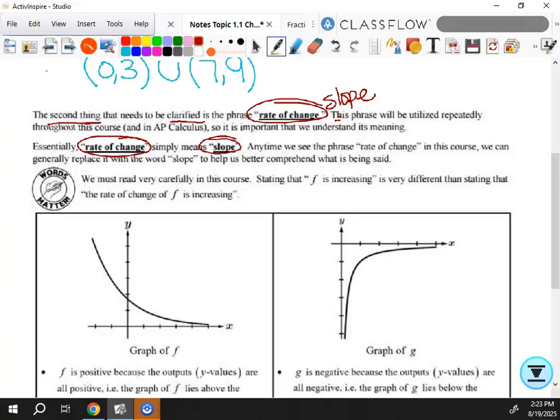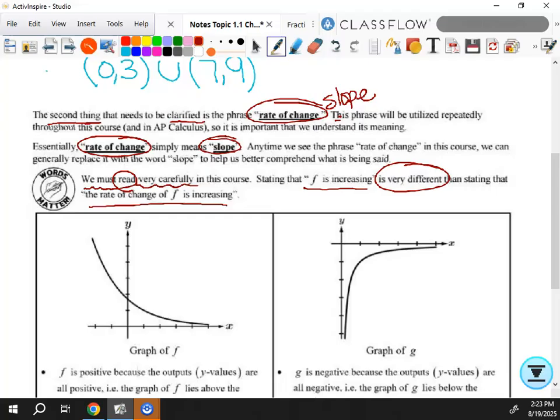And unfortunately, rate of change is one of those things we're not allowed to abbreviate, which you can in calculus, you can't in pre-cal. Again, I don't make the rules. I just want you to get the points. So we have to write it out, but it won't kill you, I promise. Haven't lost a single student to that. This is important for y'all because I know a lot of y'all don't read your directions very carefully, but you must read very carefully in this course, because stating that f is increasing is very different than stating that the rate of change of f is increasing.